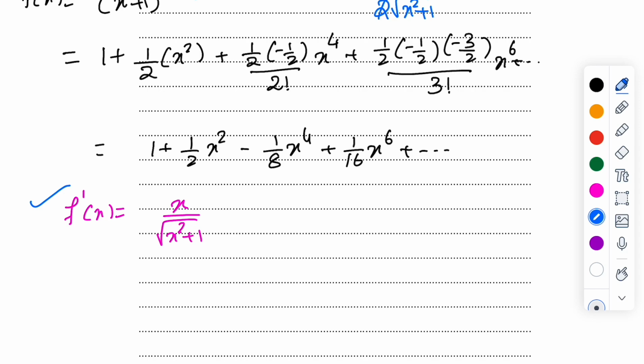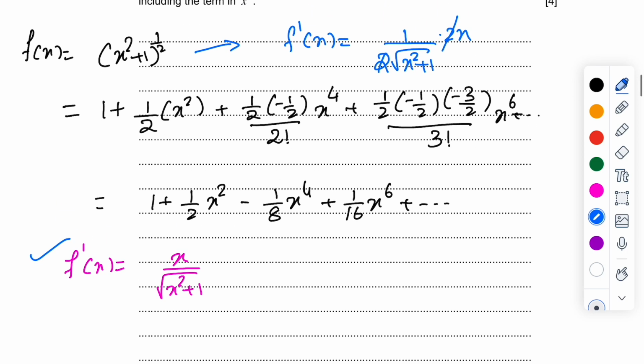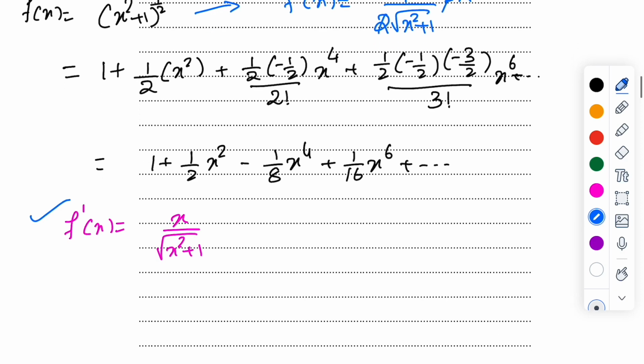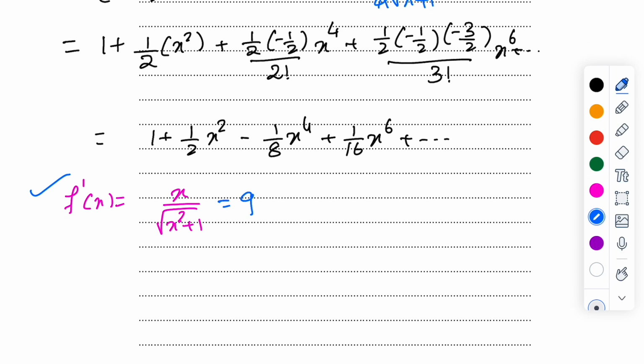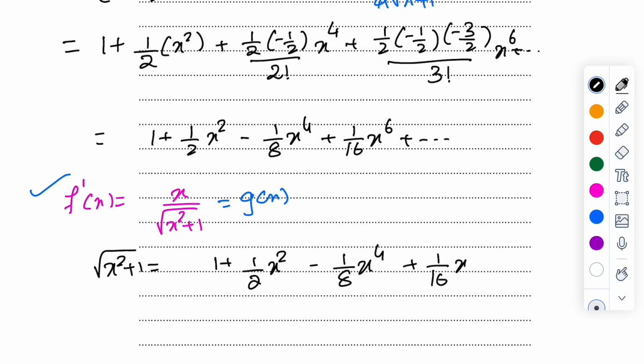Now, what am I supposed to find out? I am supposed to find out the Maclaurin series for this one, which is nothing but g of x. As such, I know that square root of x square plus 1 equals 1 plus 1 upon 2 x square minus 1 upon 8 x power 4 plus 1 upon 16 x power 6 and so on.